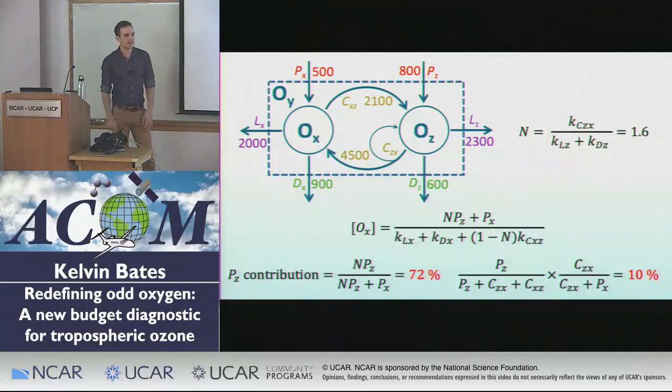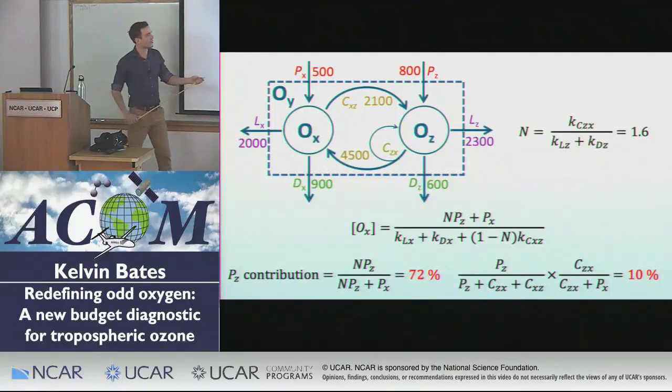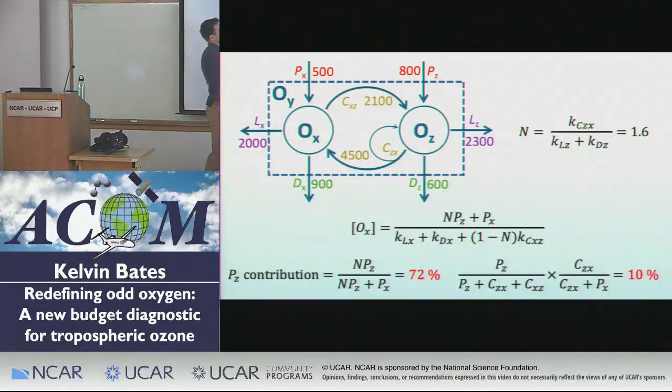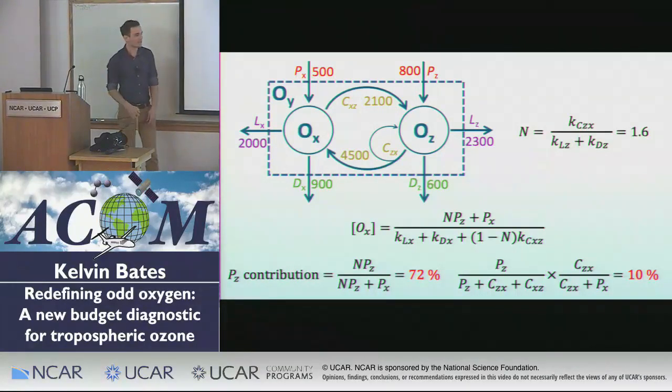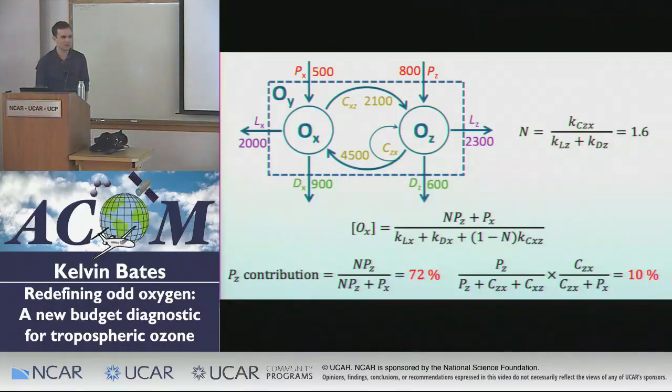But if we calculated it out just without thinking about any cycling in here, you might think that this contribution is the contribution of PZ relative to the three different inputs to OZ times the contribution of OZ to the two different inputs of OX, and you would get 10%. So those are very different numbers. Surely we can test which of these actually plays out in at least simulations of the troposphere.